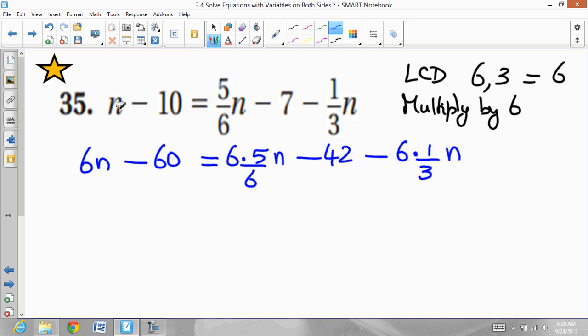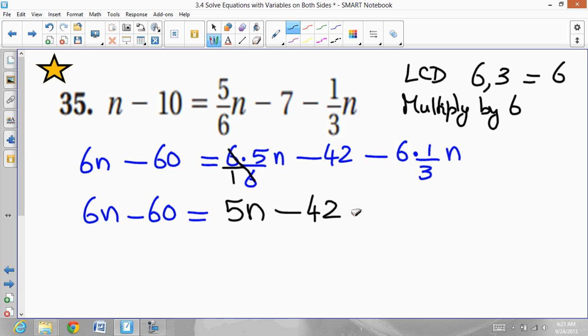So watch the way I have done. I have multiplied this by 6, this by 6, this by 6, this by 6, and this by 6. So now on the left side I have 6n minus 60, and on the right side I have 6 on the top and 6 on the bottom, which basically means 6 divided by 6. 6 divided by 6 gives you 1. So I'm going to cancel this out, and I got just a 5 and the n.